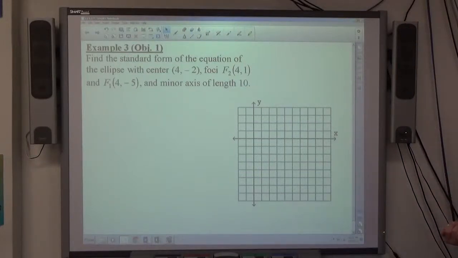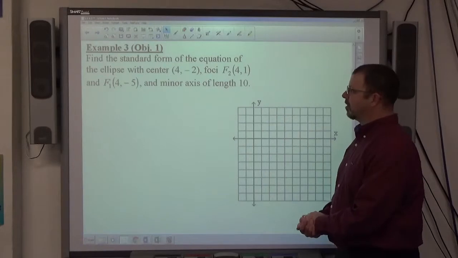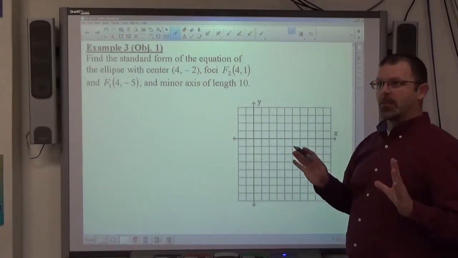Example 3. Find the standard form of the equation of the ellipse with center (4, -2), foci (4, 1) and (4, -5), and a minor axis of length 10. So let me just refresh your memory on ellipses.